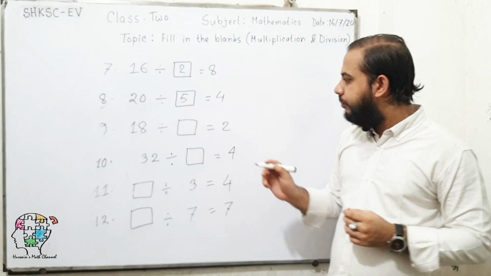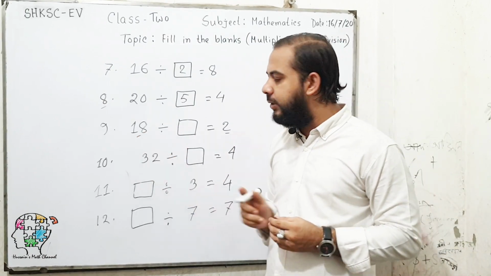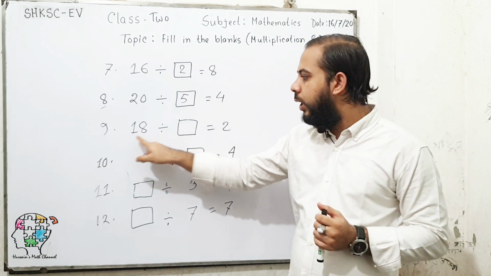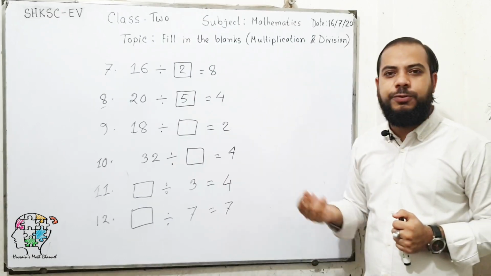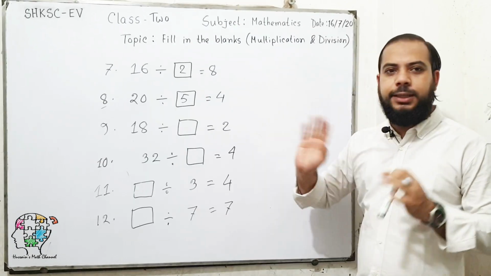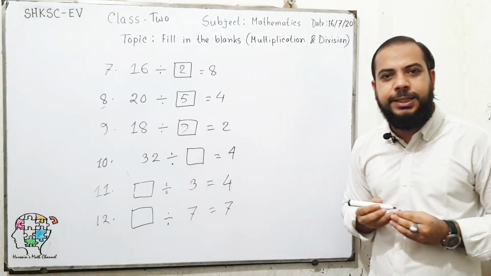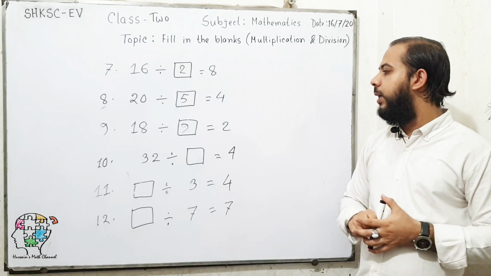Now again, 18 divided by blank is equal to 2. So just recite the multiplication table of the smaller one, that is 2. 2 times 1 is 2, 2 times 2 is 4, 2 times 3 is 6. Like this way, 2 times 9 is 18. The answer will be 9.